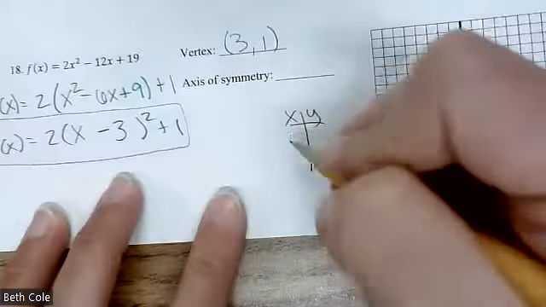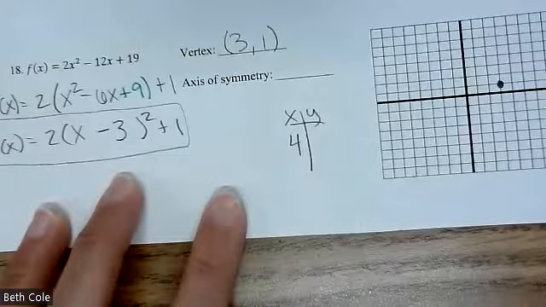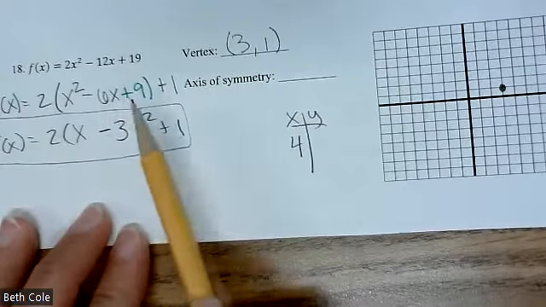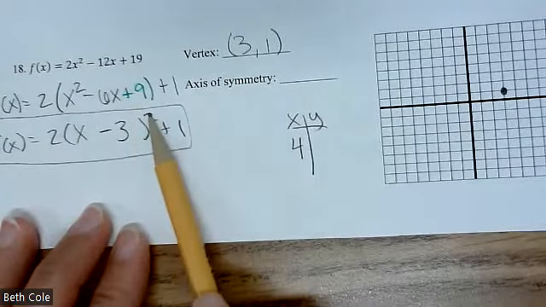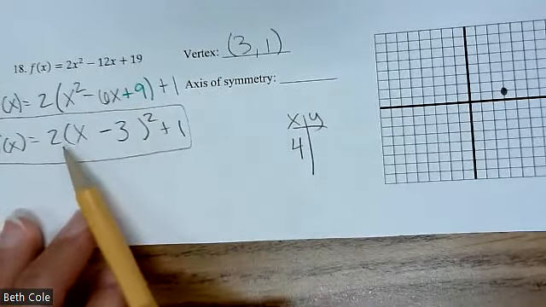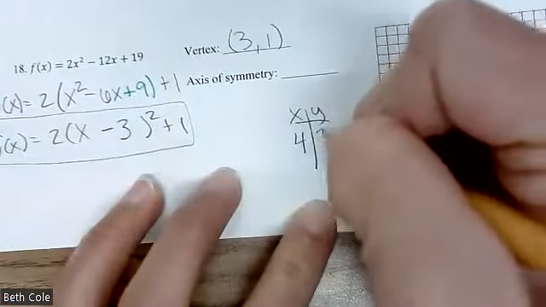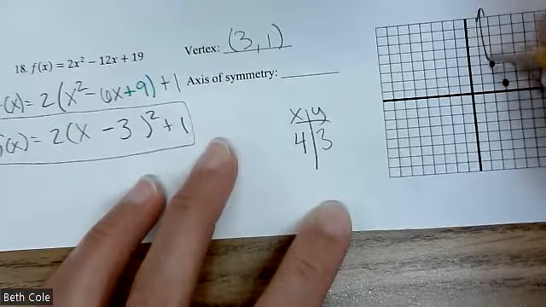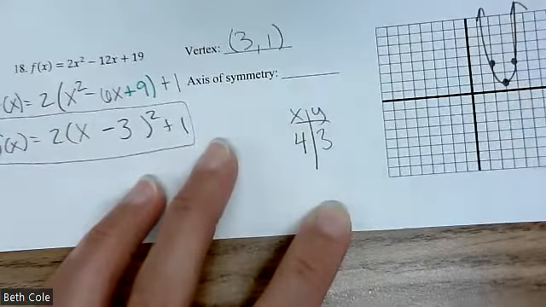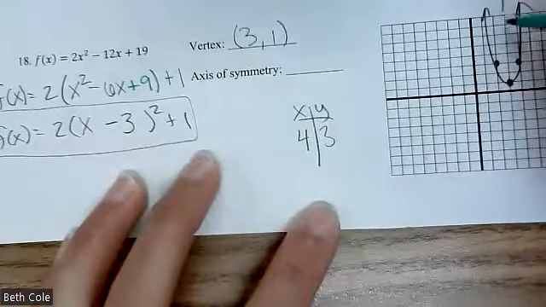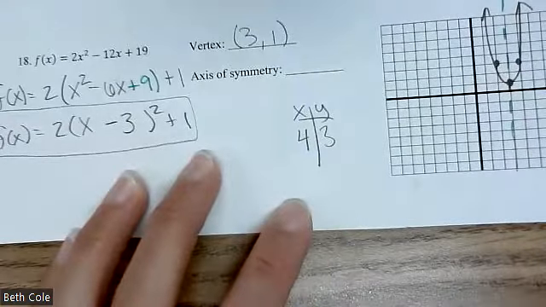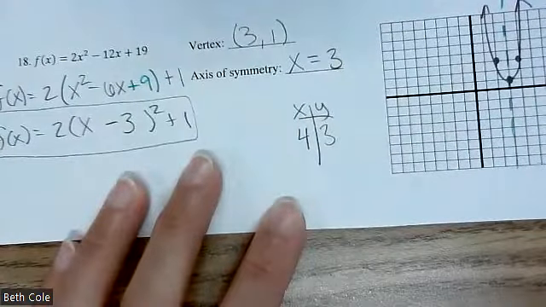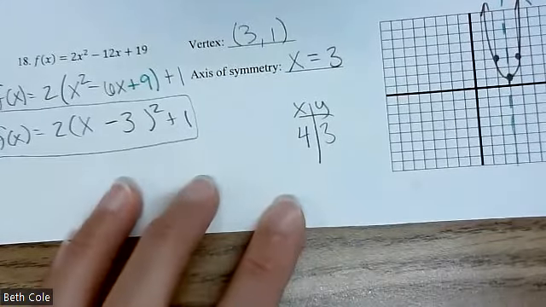Okay, so let's plug in 4 because it's next to 3. If we're centered at 3, plug in 4. 4 minus 3, 1. Squared, 1 times 2 is 2, plus 1 is 3. So you get 4, 3. Same on the other side. Oh my gosh, this one's narrower. Why is that? Yes, stretched by 2. You guys are so smart. And your axis of symmetry is x equals 3. I know that sounds like I'm being hateful, but you have to put the x equals.